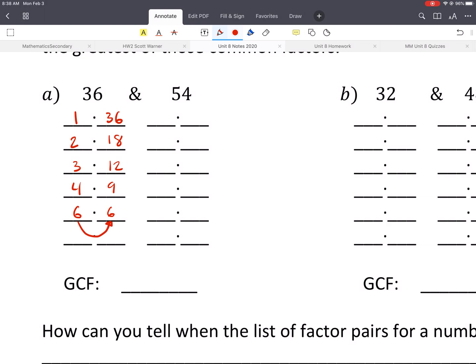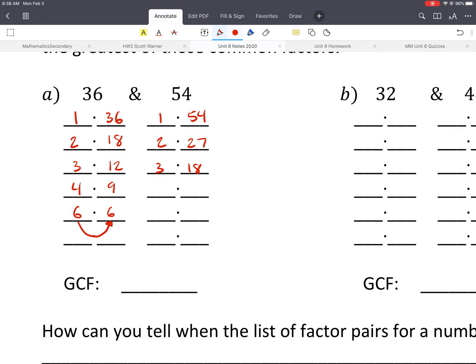All right, let's try it with 54. So 1 and 54. 2 goes in there. 54 divided by 2 will give you 27. Could try 3. Does 3 go into 54? It does. Goes in 18 times. I'm going to try 4. 54 divided by 4. Nope, not 4. We could try 5. 5 doesn't work.